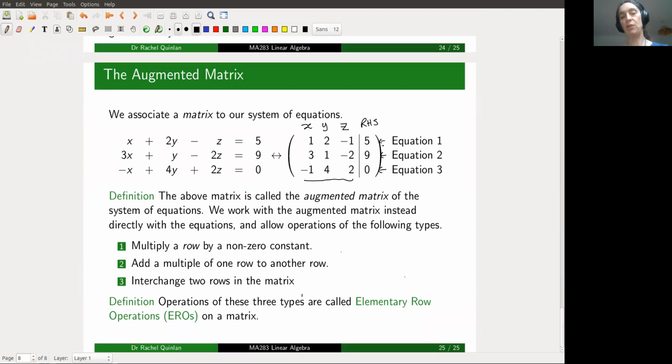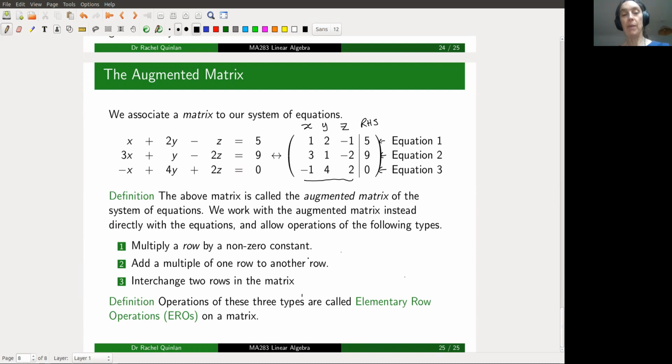If we multiply row 1 by 2 here, we get 2, 4, minus 2, 10, instead of what's already there. And that corresponds to multiplying an equation on both sides by a certain constant, which does change the coefficients, but it doesn't change the solutions. And that's the key point.